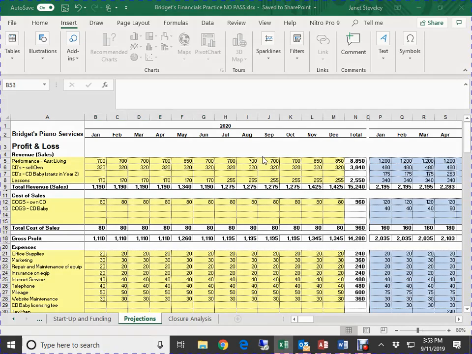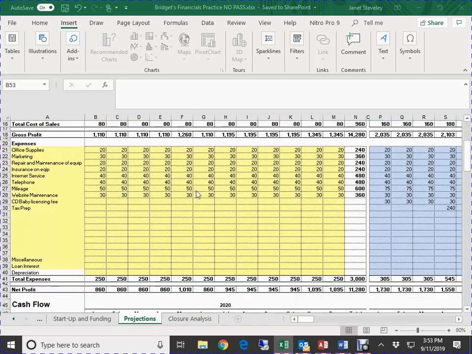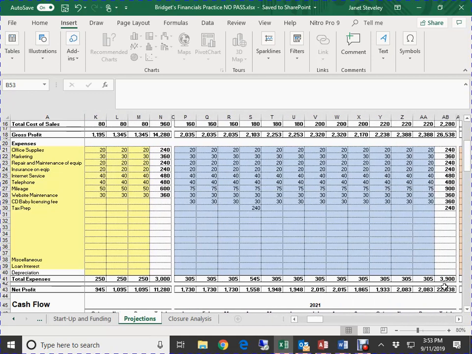At this point, you've entered both income and expense data into the VR 1805 spreadsheet for Bridget, and you should be able to identify the net profit for both year one and year two. So here I'm at the profit and loss statement. If I scroll down to the bottom, you can see on line 43 the net profit for year one, and if I scroll on over a bit, I'll see the net profit for year two.